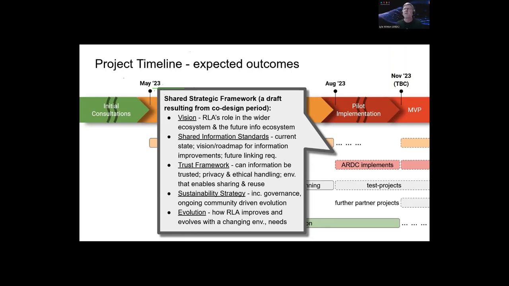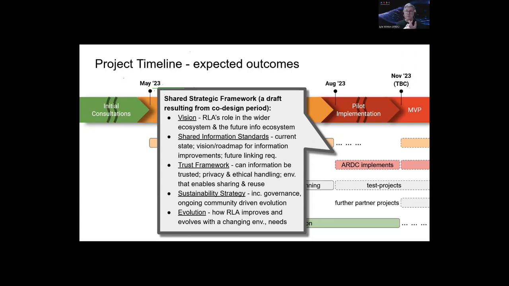We think that the information not only needs to be able to be trustworthy itself, but we need to be handling this in a trusted way. We need to be concerned with privacy or ethics, working through these things. The goal is for an environment that enables sharing and reuse, not just use through Research Link Australia, if that makes sense to people. We also need to look at sustainability.